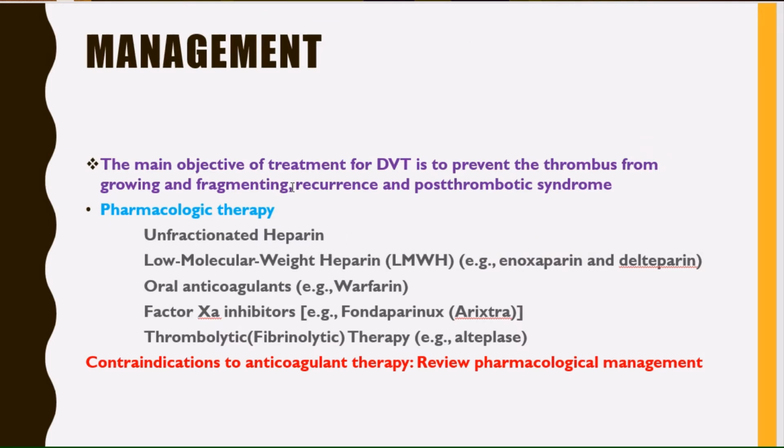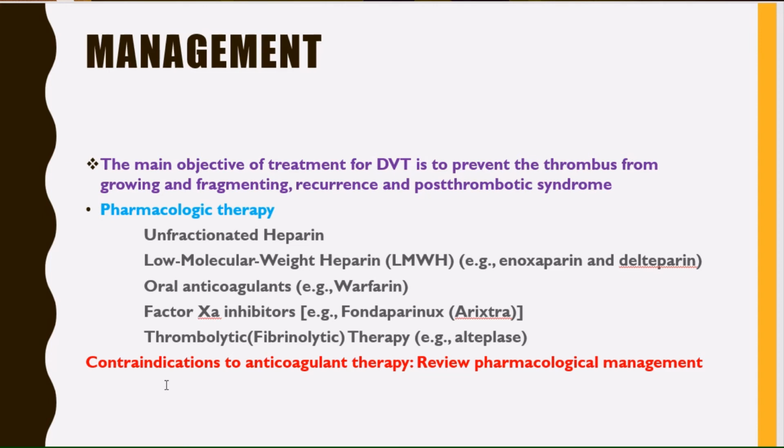Again, the main objective of treatment for DVT is to prevent the thrombus from growing and fragmenting, recurrence, and post-thrombotic syndrome. This is the main objective of treatment for DVT. How do we manage it? Pharmacologically, giving unfractionated heparin, low molecular weight heparin like enoxaparin or Lovenox, or anticoagulants like warfarin, factor Xa inhibitors, and thrombolytic therapy. These are examples.